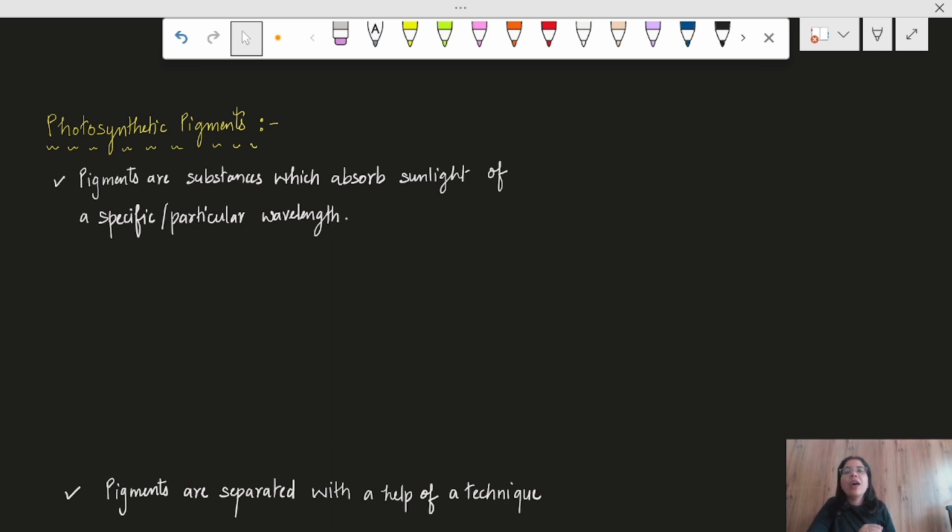Okay, let's begin. So you can read on the screen that I have already given notes on that to save our time. See, what is the meaning of pigments? Pigments are the substances which absorb light at a particular wavelength.